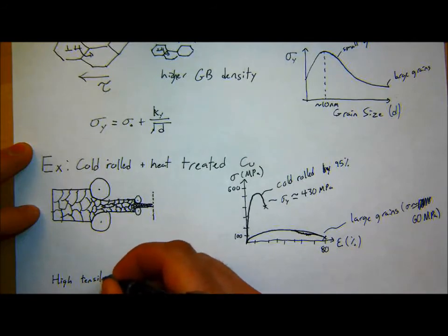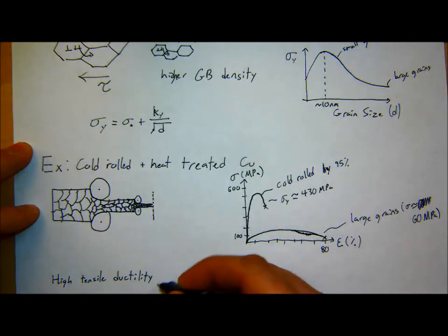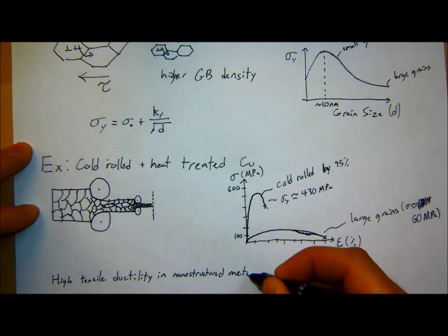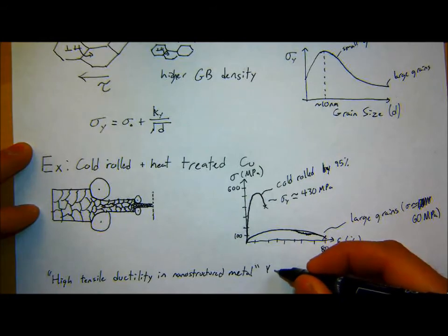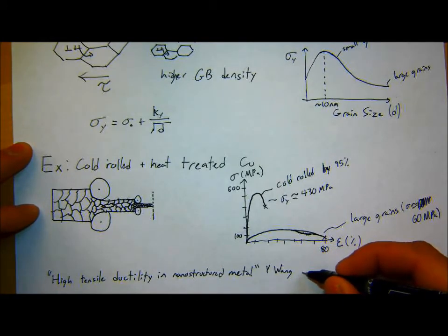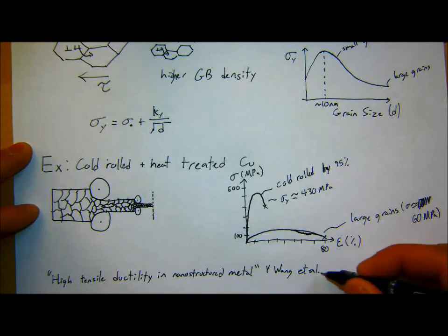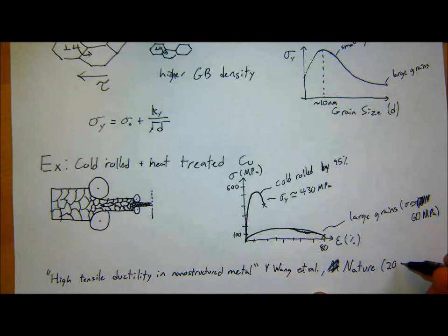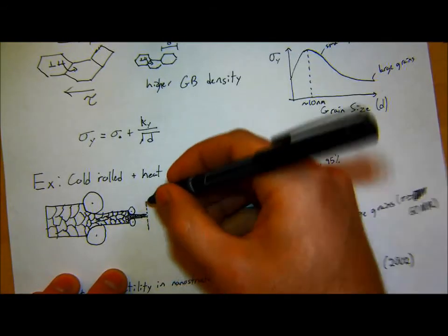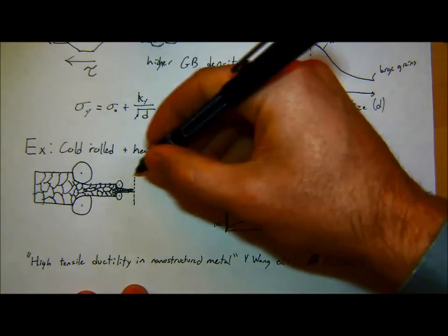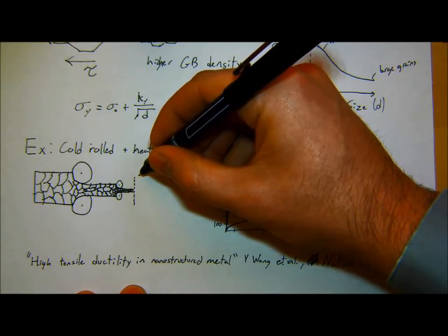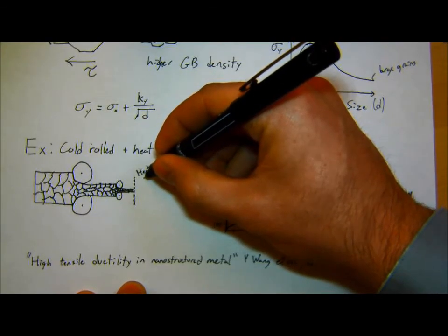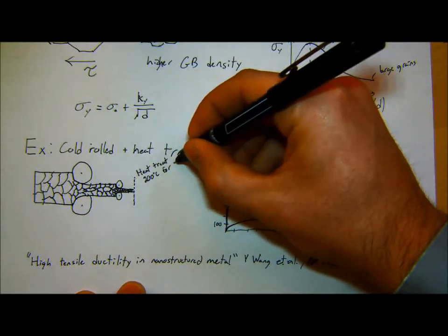This data comes out of a paper, High Tensile Ductility in a Nanostructured Metal, by Yinmin Wang, published in Nature in 2002. What they did was cold roll these metals and heat treat them. They heat treated at, I think, 200 C for 3 minutes.